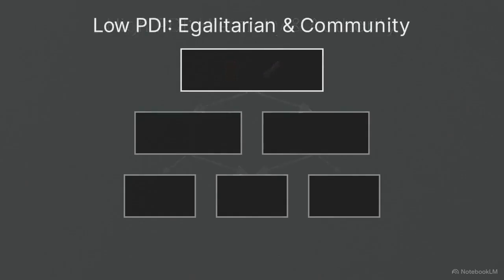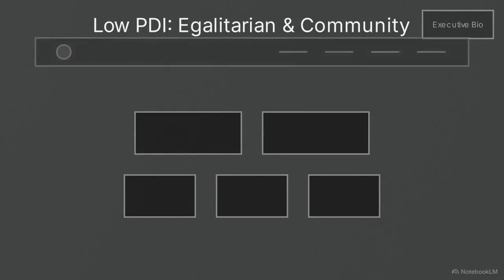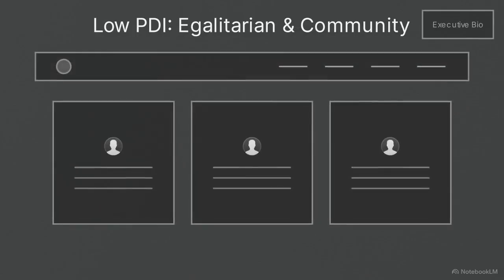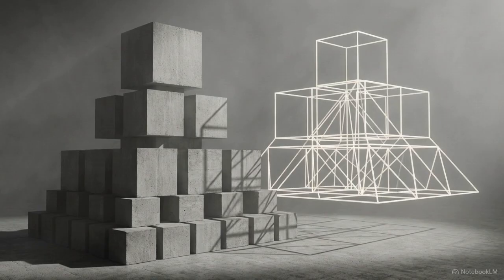For low PDI users, that heavy corporate structure feels alienating. The architecture needs to flatten out. Executive bios move to the background, and the interface prioritizes user-generated content, community forums, and accessible horizontal navigation. The menus you build are digital manifestations of the social hierarchy your users live in every day.